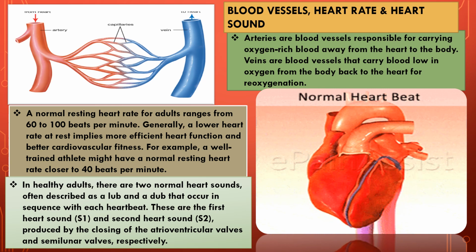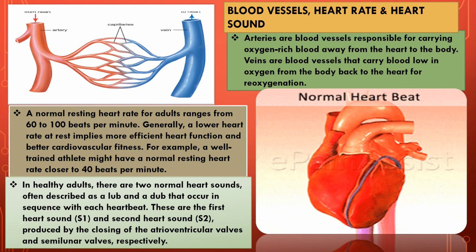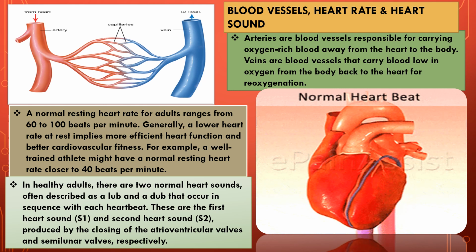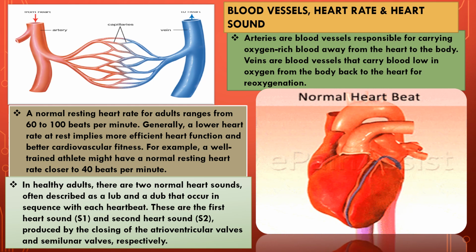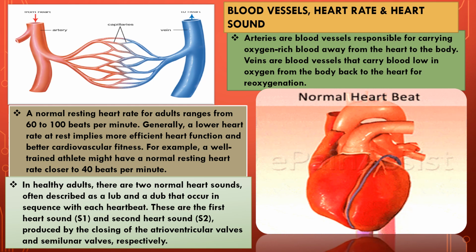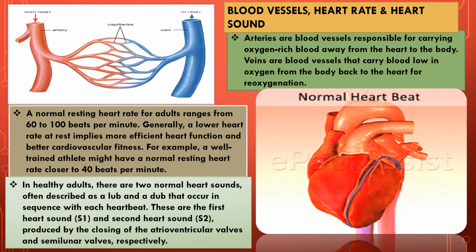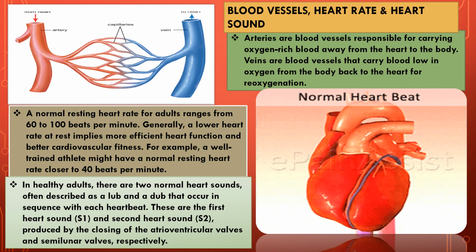Now, what is heart rate? A normal resting heart rate for adults ranges from 60 to 100 beats per minute. Generally, a lower heart rate at rest implies more efficient heart function and better cardiovascular fitness. For example, a well-trained athlete might have a normal resting heart rate closer to 40 beats per minute.